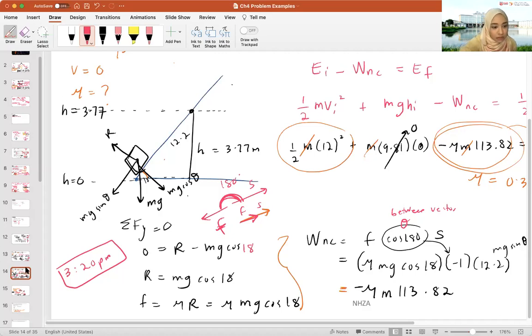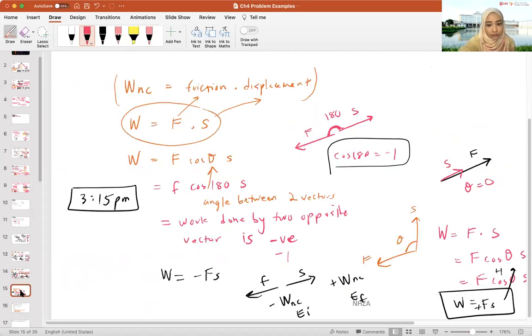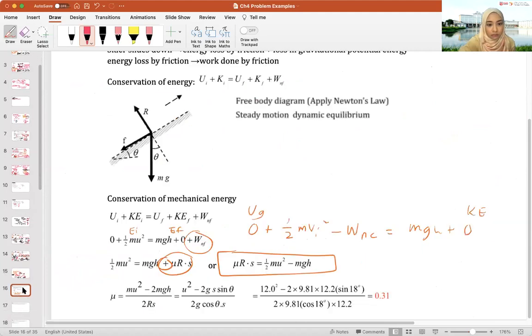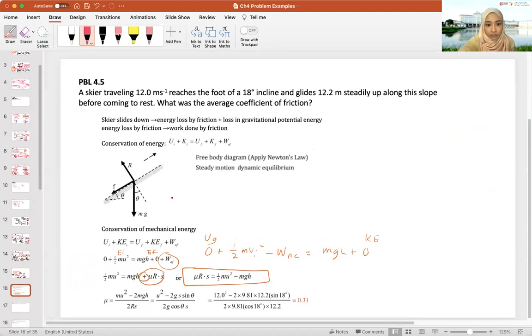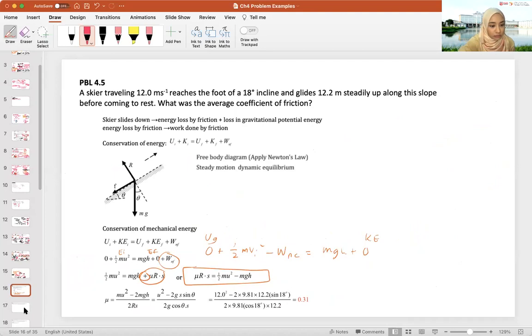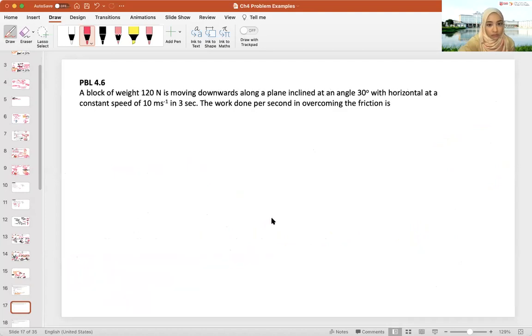Okay, after this example, we have done this one. Is this the same one? No, this is 4.6.